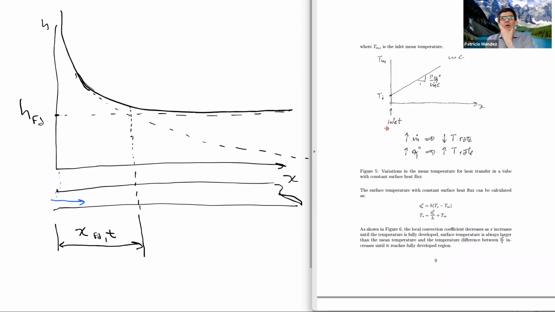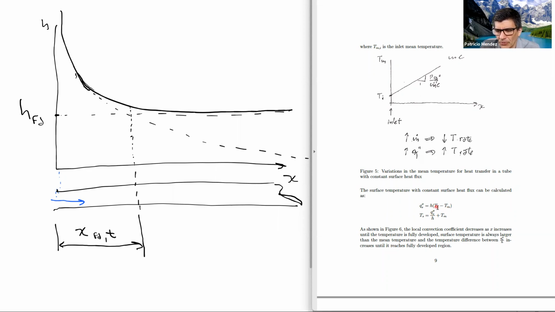Now, what is the surface temperature of the pipe going to be? And here it gets really interesting. Because we know that the mean temperature is going to increase linearly. But if we look at the expression for convection, we have that heat flux is the convection coefficient times the surface temperature minus the mean temperature of the fluid. Let's assume we're heating up the fluid, right?